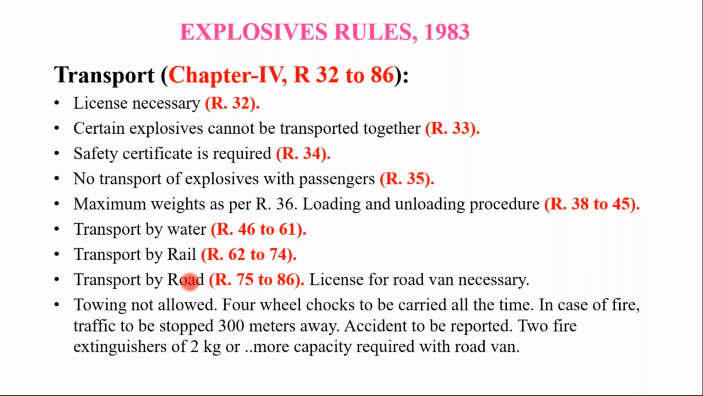In all the cases, a license is necessary. Then towing is not allowed, and four-wheel chocks are to be carried at all times. In case of fire, traffic is to be stopped 300 meters away, that is the safe distance in case of accident, explosion or even fire. Accidents are to be reported, and 2 fire extinguishers of 2 kg or more capacity are required with the road van. So portable fire extinguishers and the 300-meter distance are the main criteria as a precautionary measure in case of accident.